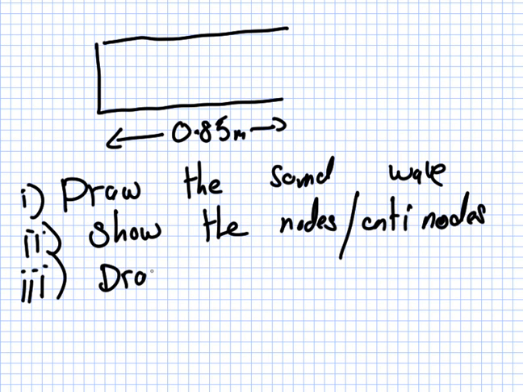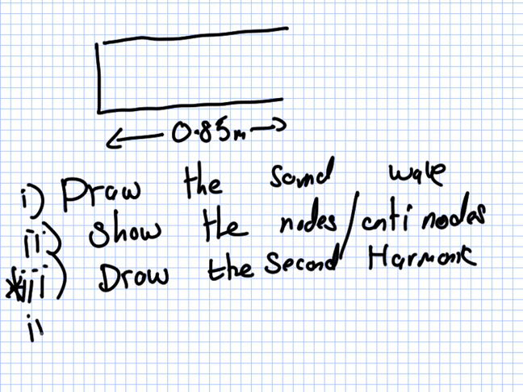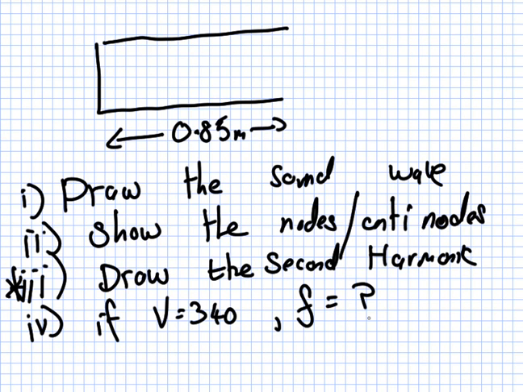Then draw the second harmonic down. So you need to do this on another graph, a separate graph. And then the last part, we'll see if v equals 340, then what's the f? Okay, so it's a lot like the last one. So I'll just give you a minute to try that.